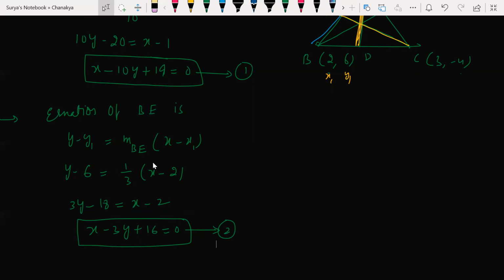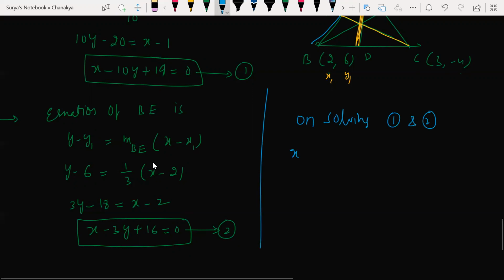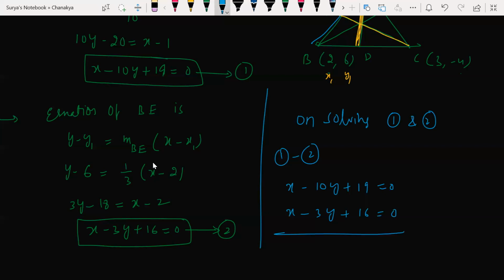Solve any two equations you find out. Solving 1 and 2. See, look at this here. Can I subtract second equation from the first, so that x will get cancelled? I can eliminate one variable, right? x minus 10y plus 19 is equal to 0. x minus 3y plus 16 is equal to 0, beta. Now eliminating, right? Minus, plus, minus. So this will be getting cancelled.